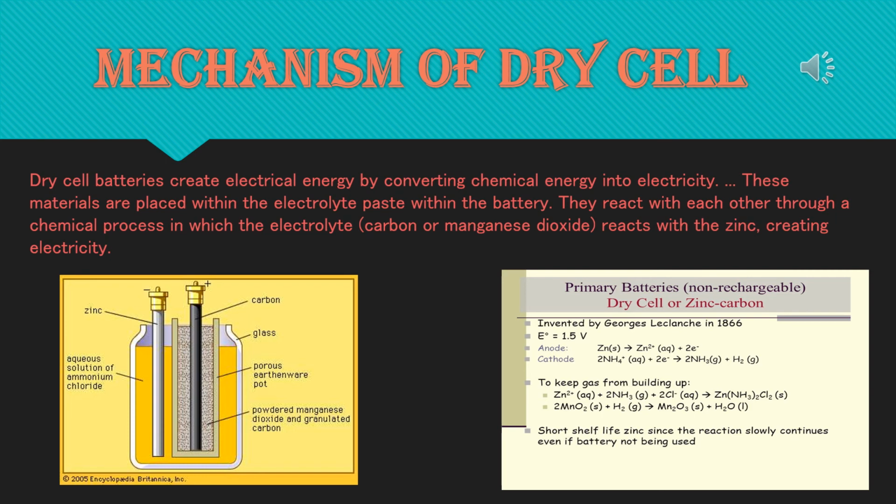Now from your book, in a dry cell the chemical reaction between zinc and ammonium chloride produces zinc chloride, which absorbs ammonia gas. See the diagrammatic representation beside this, where equations are given. So you can take the equations from here also. Zn2+ (aq) plus 2 NH3 gas plus 2 Cl-, that means actually NH4Cl aqueous, forming Zn(NH3)2Cl2 solid. After that, 2 MnO2, manganese dioxide solid, reacts with hydrogen gas, forming Mn2O3 solid plus H2O.